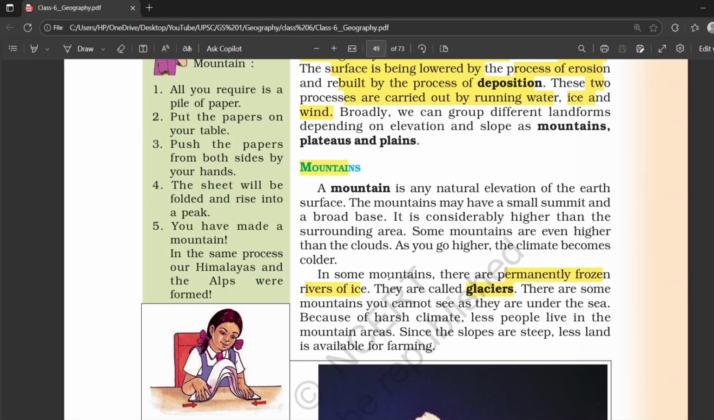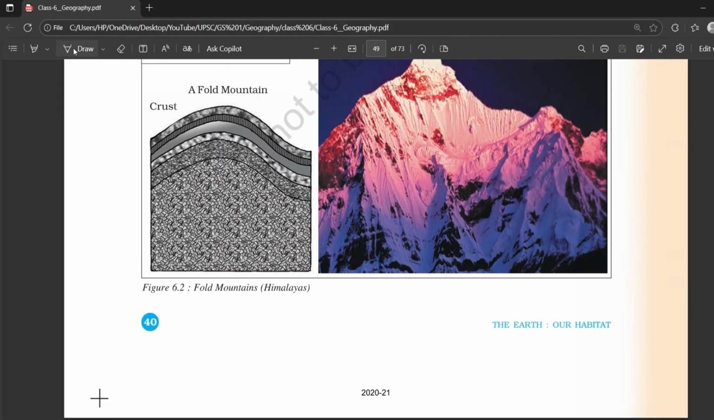Now, under the types of mountains, the first one is the fold mountains. This is the fold mountain. The fold mountains are very common. I will explain how fold mountains are formed. The detailed explanation will come in later chapters, but here we will see a basic idea.